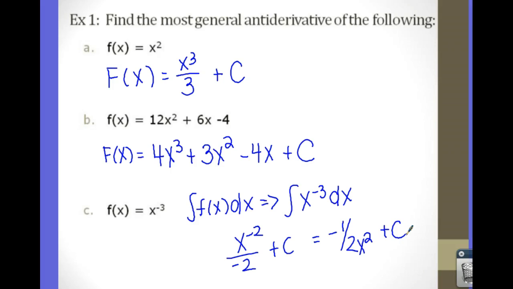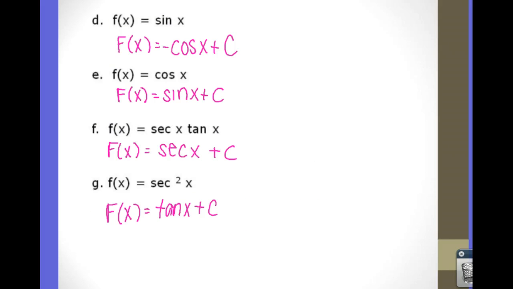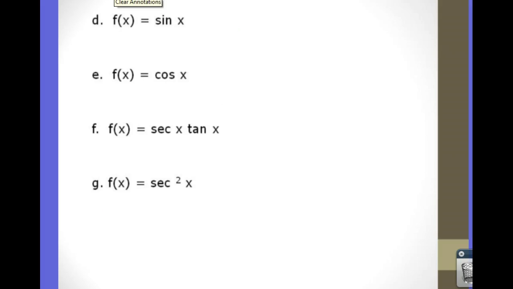Okay, we're going to look at some trig ones. Okay, sine x. What's the antiderivative of positive sine?